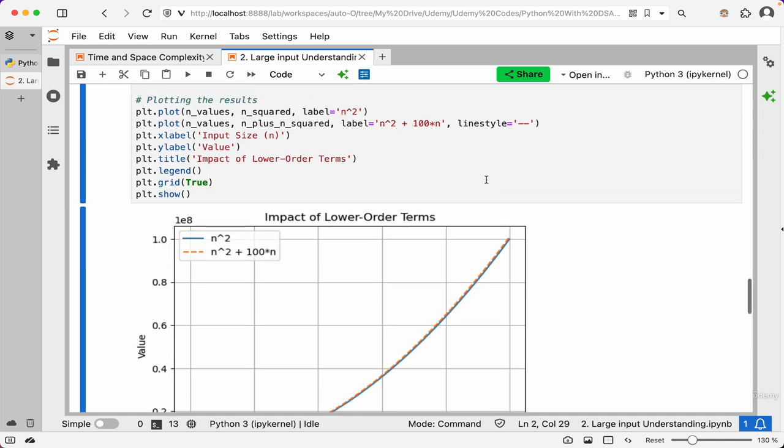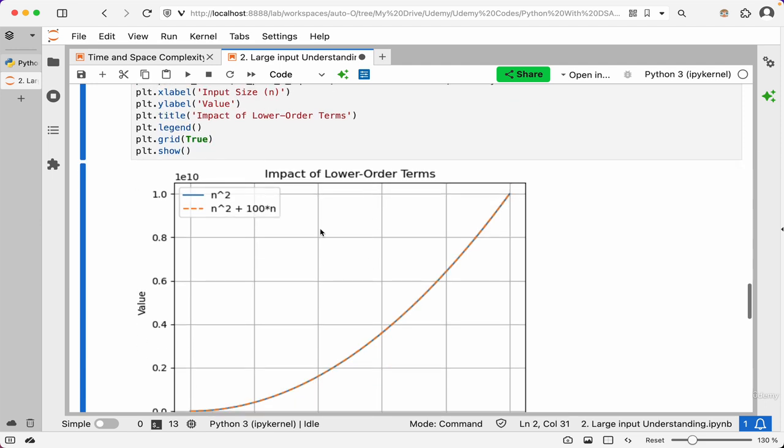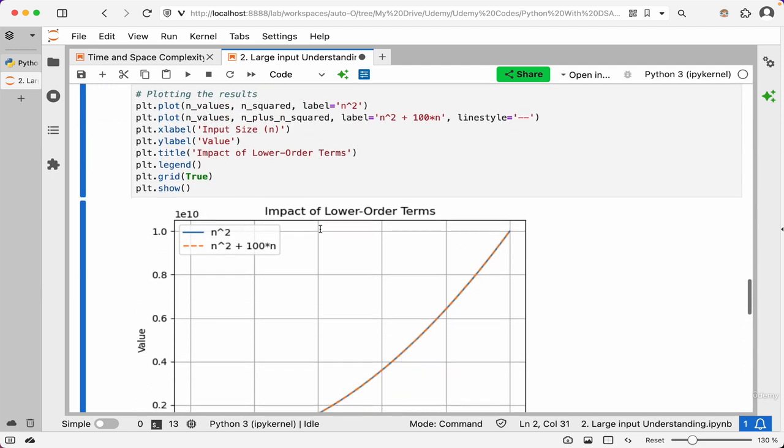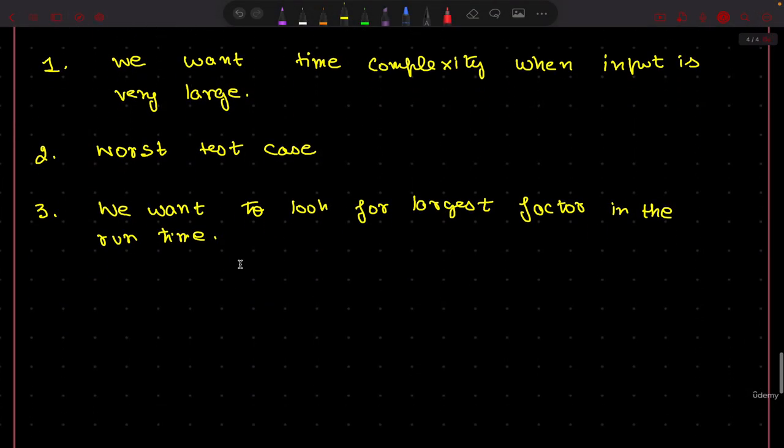The reason for that is exactly the same thing which I'm telling you, that the major point matters. And for 10,000, I think it was 10 to the power 5. Again, this is the kind of graph which we get, indistinguishable, right? So that's why we can say that whatever I'm getting for n square, that's the major thing which I need to take, right? So this was what I mean by this particular third point. We want to look for the largest factor in the runtime.